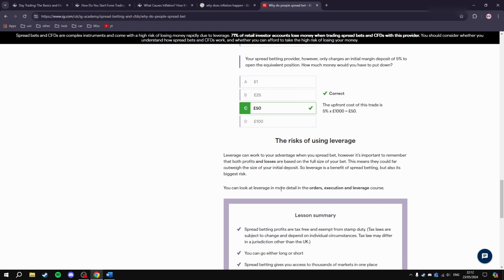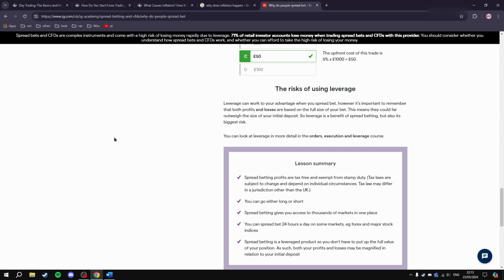The risks of using leverage. Leverage can work to your advantage when you spread bet. However, it's important to remember that both profits and losses are based on the full size of your bets. This means they could far outweigh the size of your initial deposit, so leverage is a benefit of spread betting, but also its biggest risk. You can look at leverage in more detail in the orders execution leverage course, which we've done.